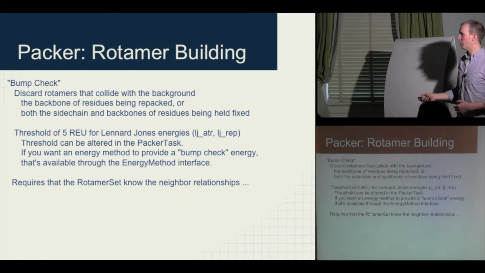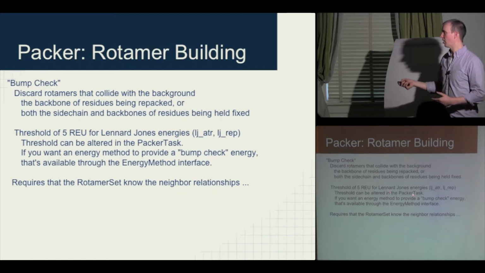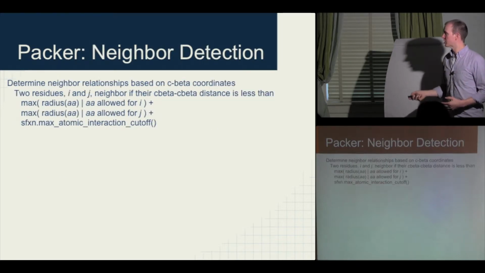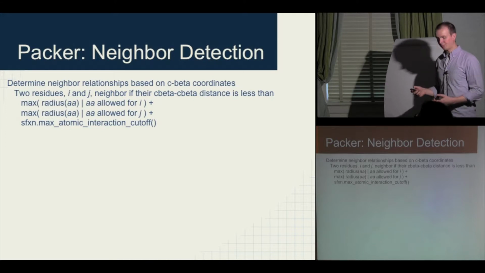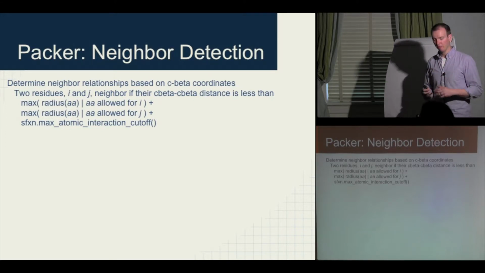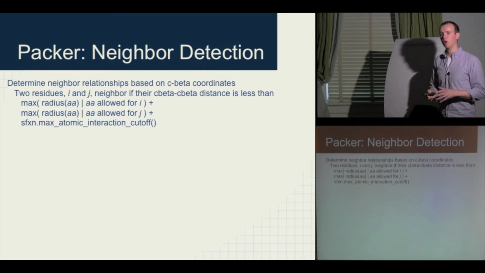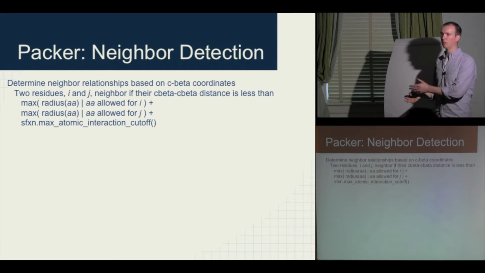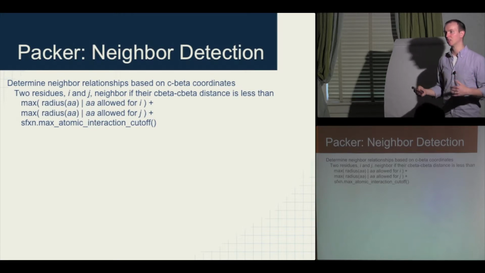And that means that the rotamer set requires this neighbor relationship, so it can figure out what the neighboring residues are. That's given in this first stage of packing, which is just neighbor detection. At this point, all we do is figure out for every pair of residues i and j whether any of the rotamers that would be built on i could interact with any of the rotamers that are going to be built on j. And remember, we haven't built rotamers yet at this point.